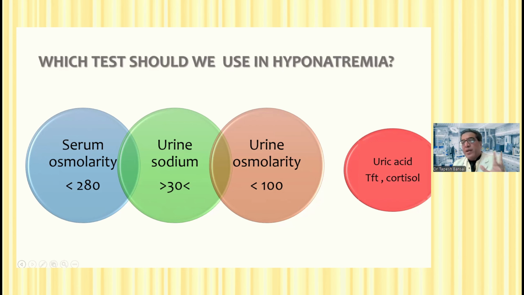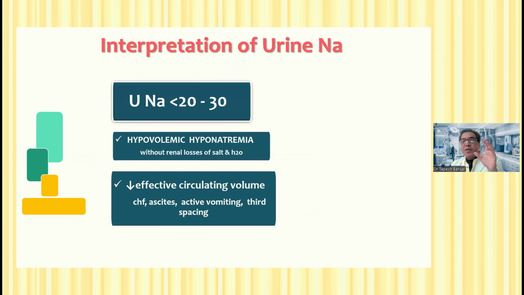So urine osmolarity only in two tests, two conditions. One is primary polydipsia, second is beer drinkers. Urine sodium more than 30, less than 30 is the proper list. It will be less than 30 in only those conditions where there's decreased effective arterial circulating volume, because there'll be increased sodium and water absorption, and serum osmolarity less than 280 to determine true hypoosmolar hyponatremia.